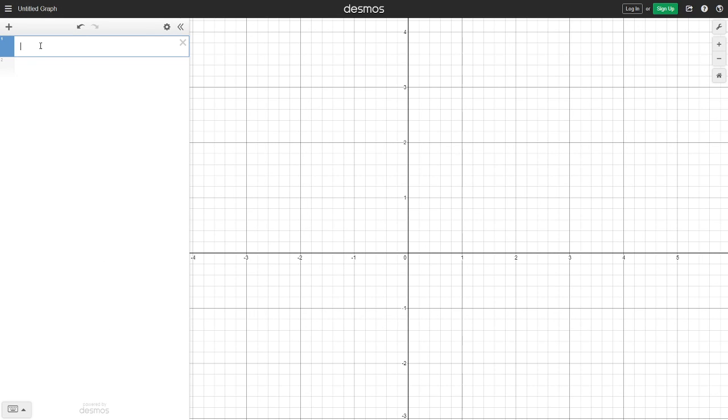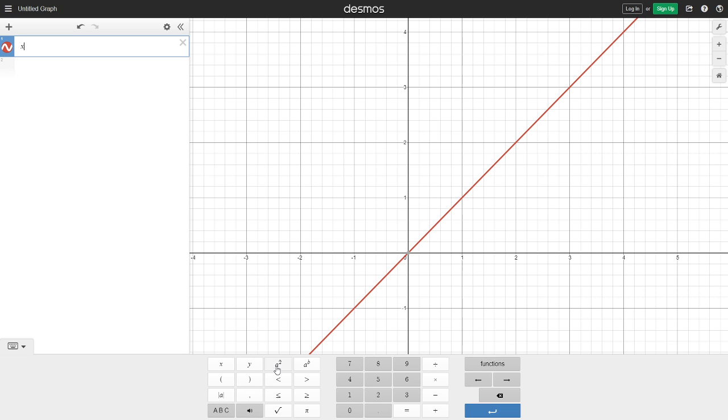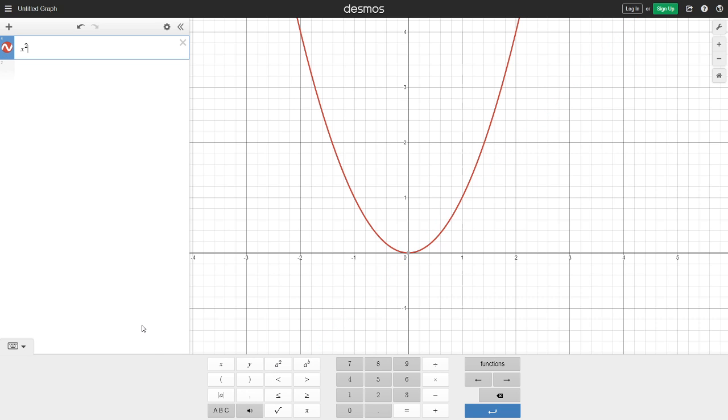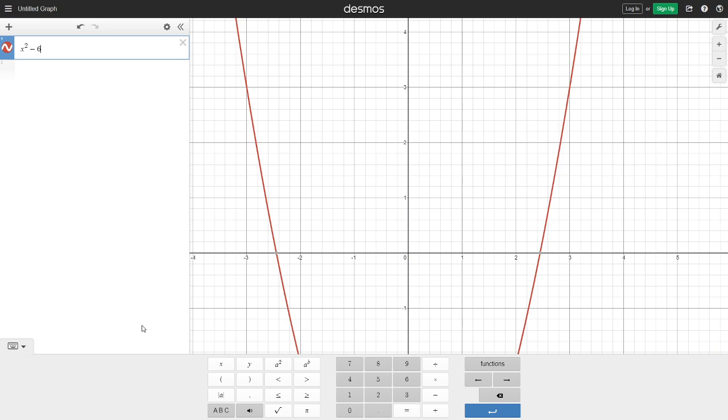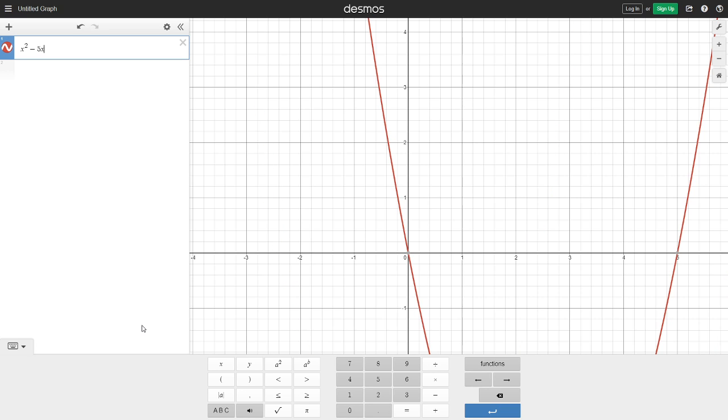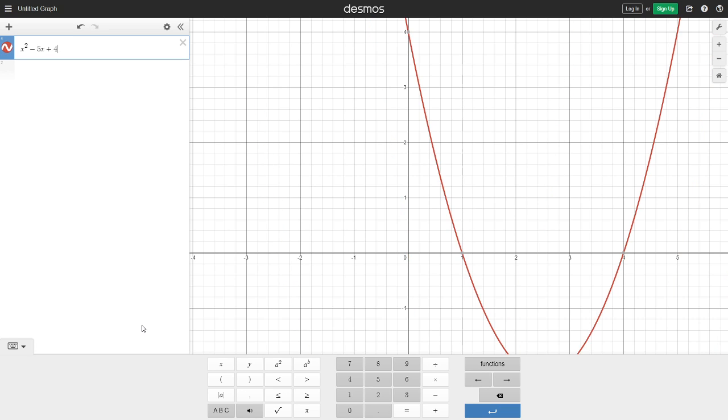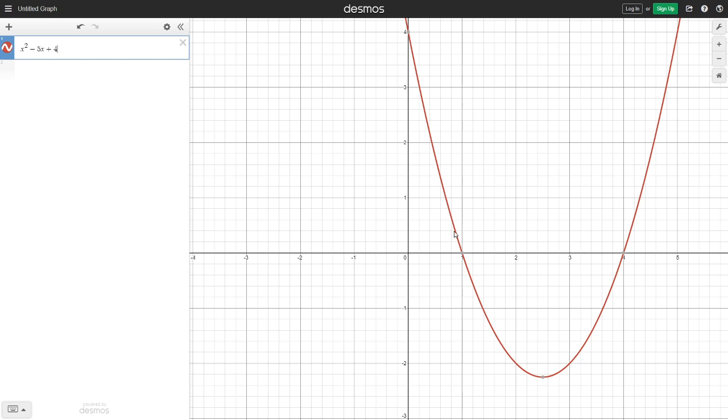All right, so let's say we have f of x equals x squared minus 5x plus 4. When you're in Desmos, you can do it this way, x squared minus 5x plus 4. So we graph it here, and we see that it crosses the x-axis twice. So there's going to be 2 zeros here.